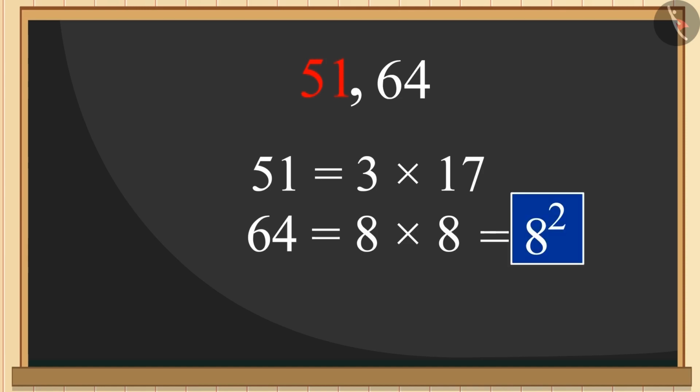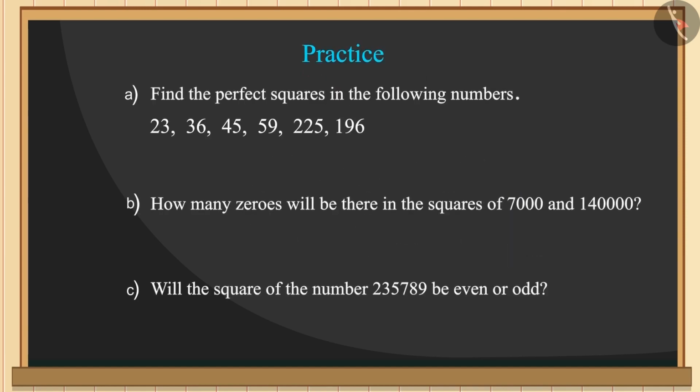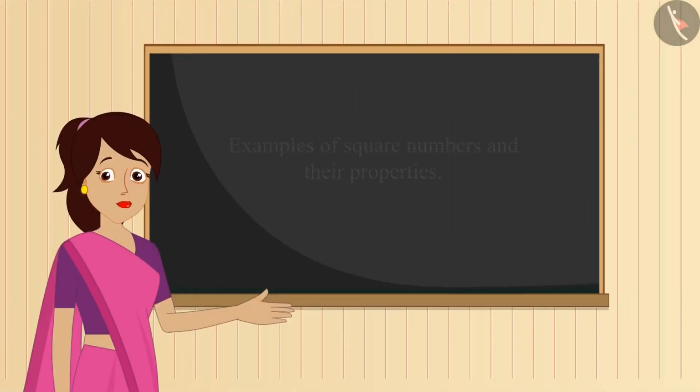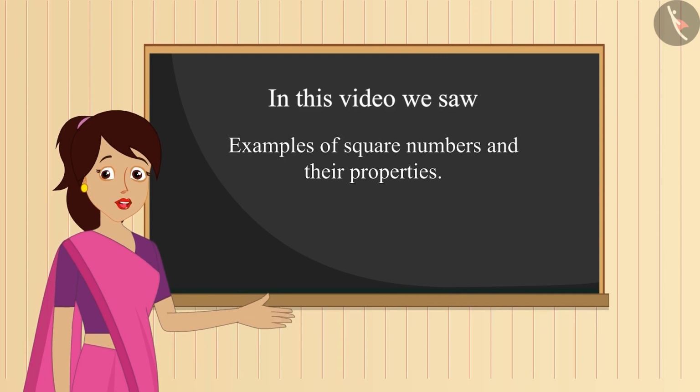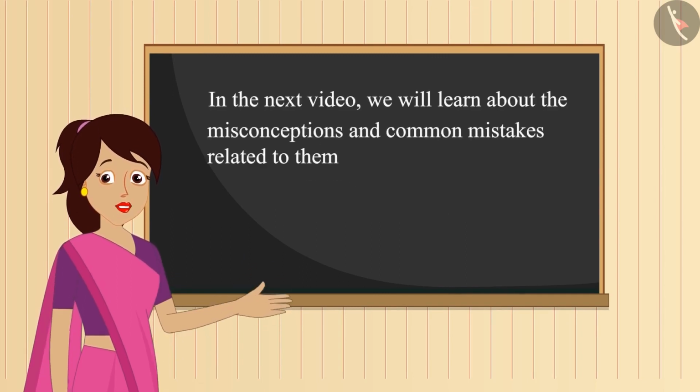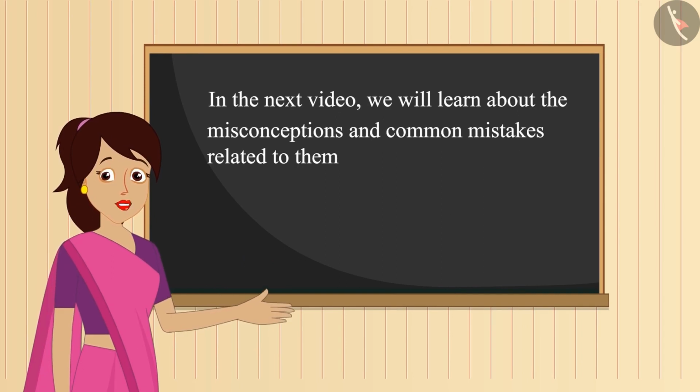These questions are given for your practice. You can pause the video here and think for the answer. The answers to these questions are given below. In this video, we saw some examples related to square numbers and their properties. In the next video, we will learn about the misconceptions and common mistakes related to them.